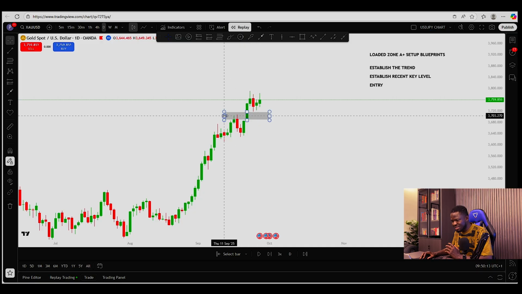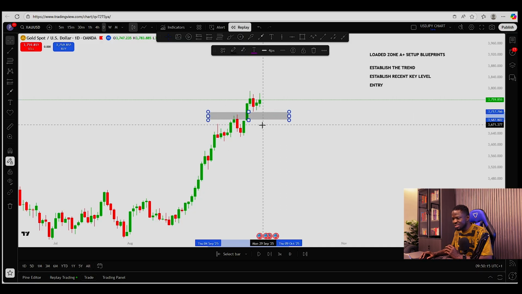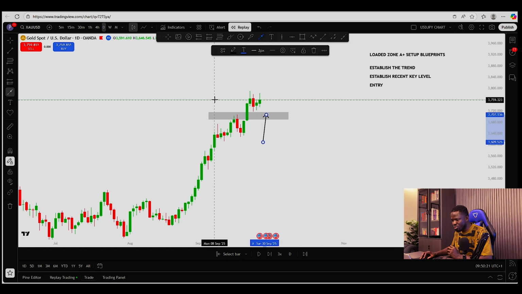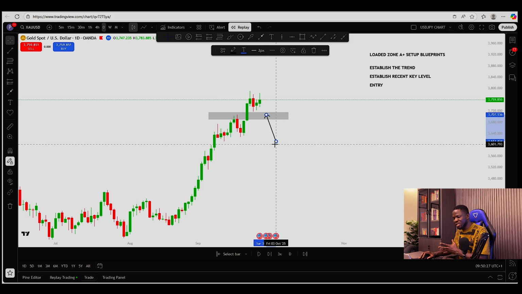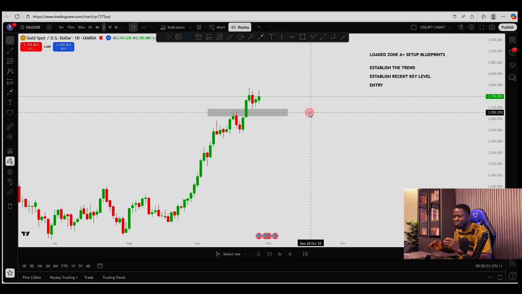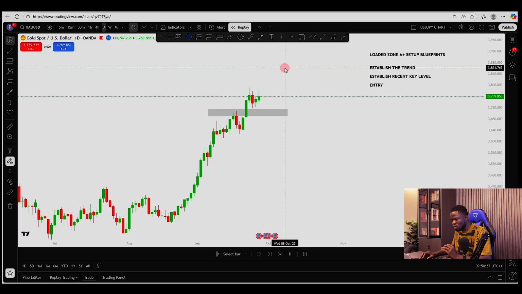Whenever a resistance is invalidated, automatically it becomes support. So a resistance broken to the upper side will return as support. And if the price action is trending upward, that means you will be buying at the support key level. How do we establish our recent key zone on the daily time frame of gold right now?